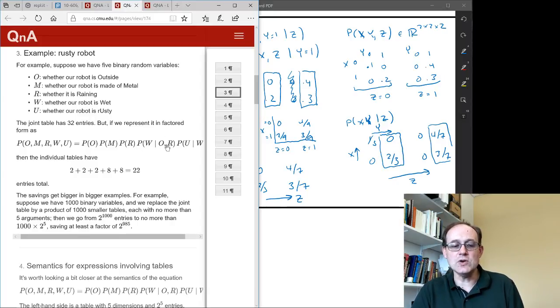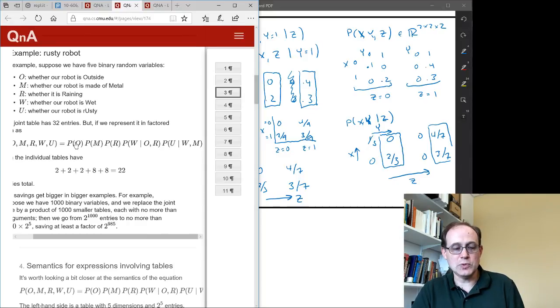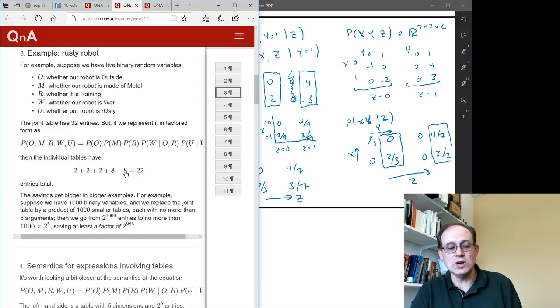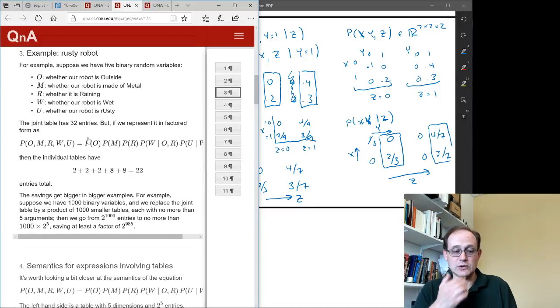But supposing that we can do it, if we sum up, we get 2 parameters for this one, 2 for that one, 2 for that one, 8 for this one because it has 3 binary arguments, and 8 for this one, again, 3 binary arguments. And actually, it's even a little bit smaller than that because one parameter is lost for the constraint of summing to 1 for each one of the probability distributions in here. So this is actually fewer than this, but an upper bound is that we have 2 plus 2 plus 2 plus 8 plus 8, which is 22 parameters in total instead of 32.